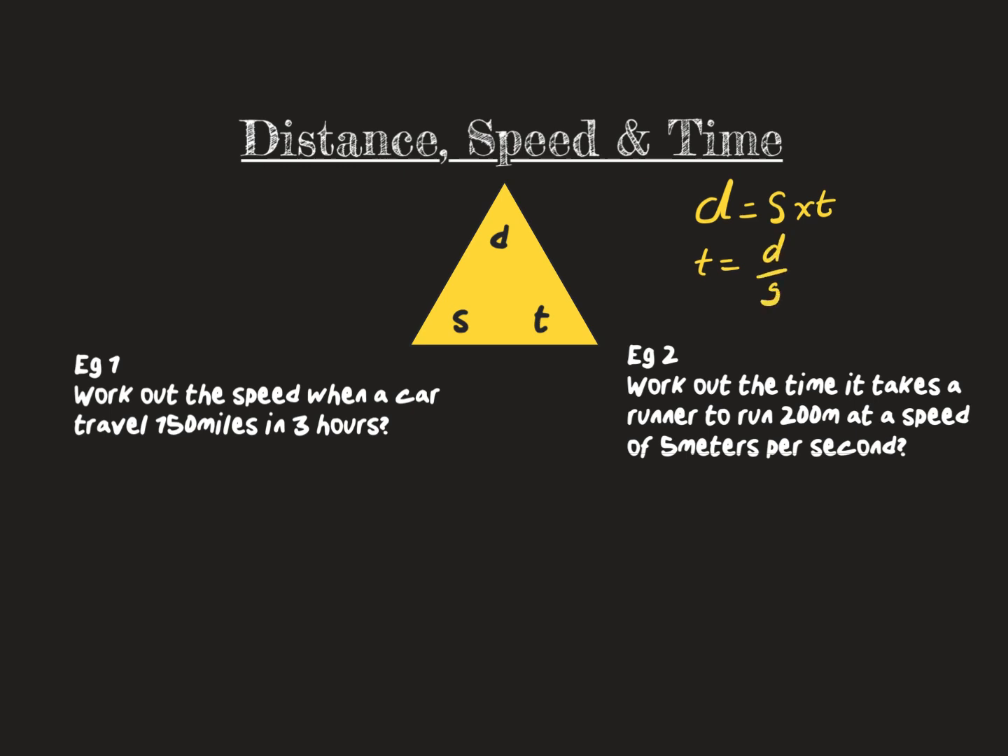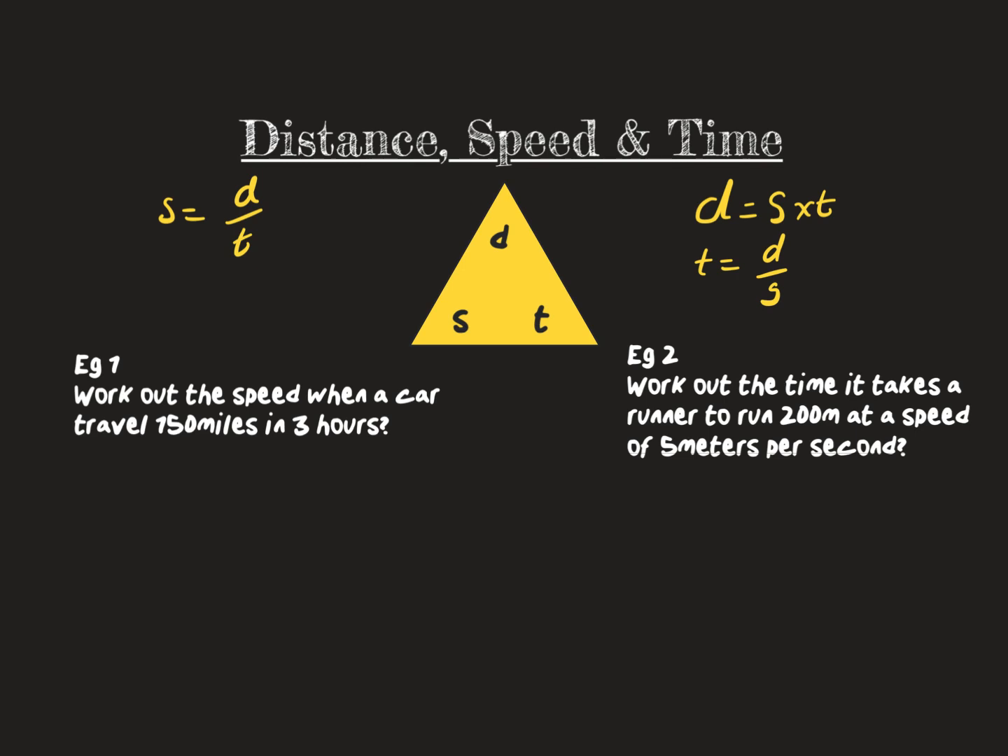And finally, the last one, if you want to work out speed, speed is equal to, well, again, you have distance at the top, you have time at the bottom, so they're over each other, so that means divide. So it's distance divided by time. So let's look at a couple of examples here of how you use these formulas.